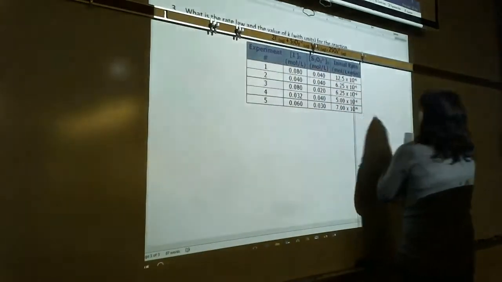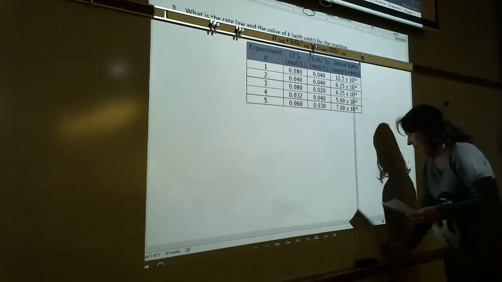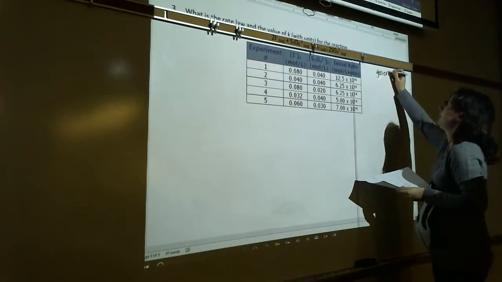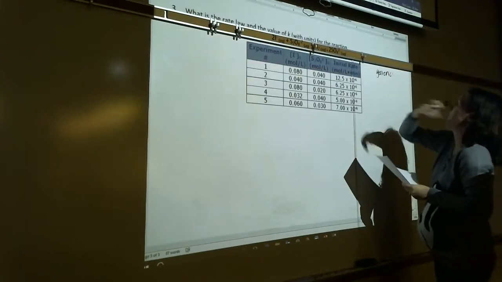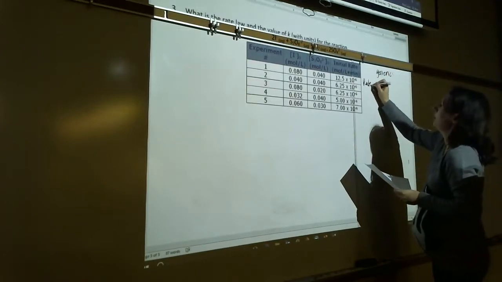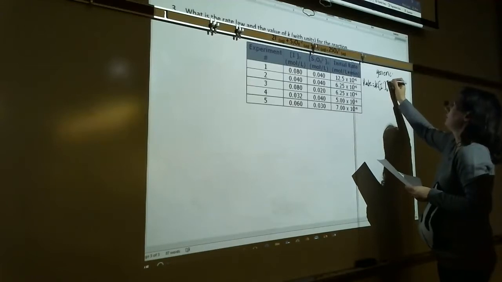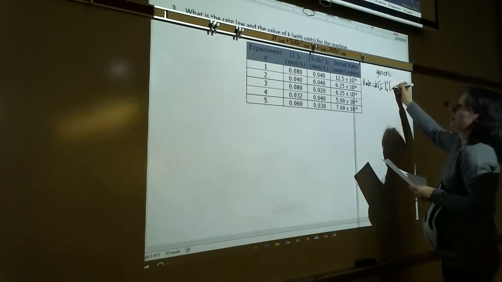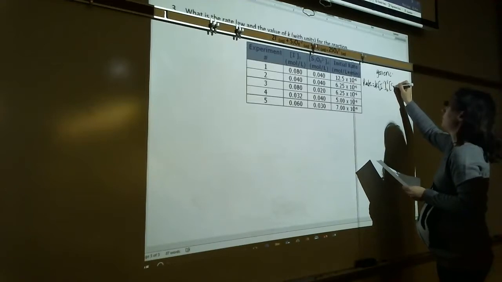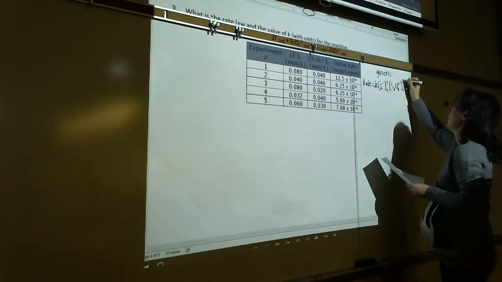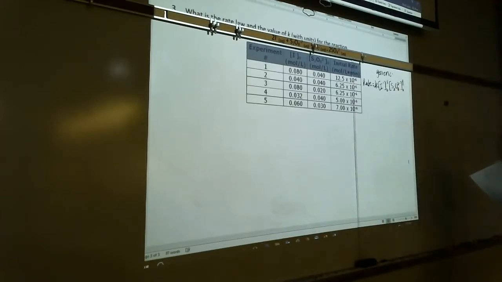All right, first thing we need to do is figure out our generic rate law. Here's the generic rate law: rate is equal to K times the initial concentration of iodide to some quantity times the initial concentration of peroxydisulfate to some quantity. Right? That's the generic rate law.